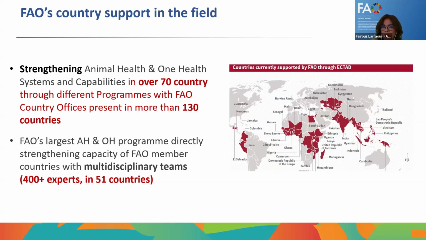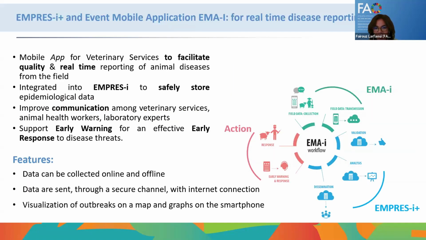I would like to mention programs like the ECTAD, Emergency Center for Transboundary Animal Diseases, as you can see in the map. This really allows us to work at country level. Here, I heard before the important prize mentioned by Aamir Osman in terms of reporting systems, and I want to bring to your attention how FAO is very much engaged in these activities. This is a mobile application used by the veterinary services to report animal disease threats in real time.